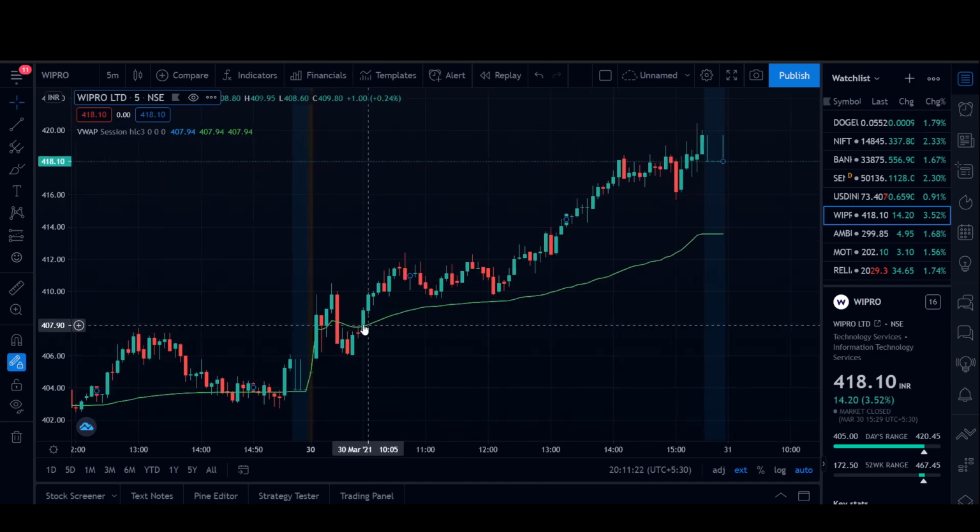As we can see here, at around 10 a.m., Wipro broke the VWAP from underneath, from below it, and the candlestick closed above it. It has to close 3/4 or more above it. As we can see here, the 10 a.m. candlestick has closed above the VWAP. So this is a trigger point. This is indicating an entry signal for a bullish trend, an entry signal for the bullish trend.